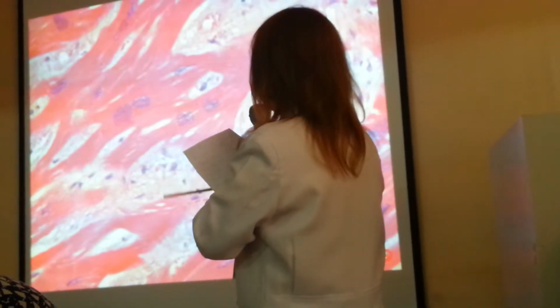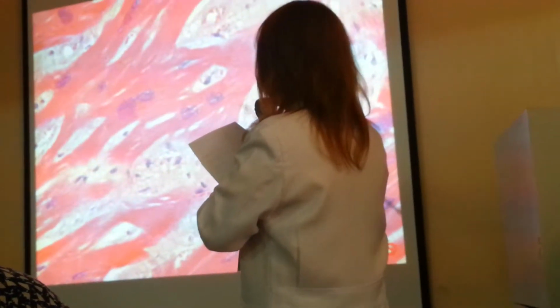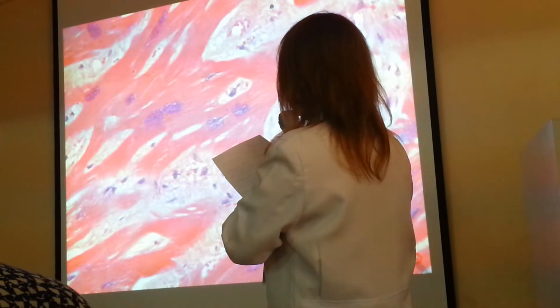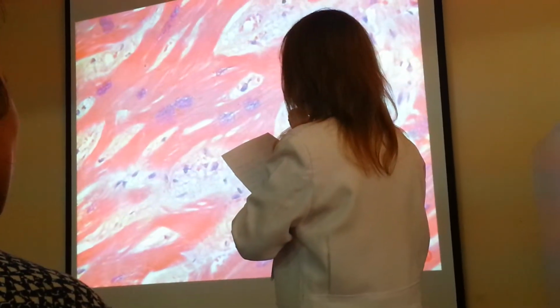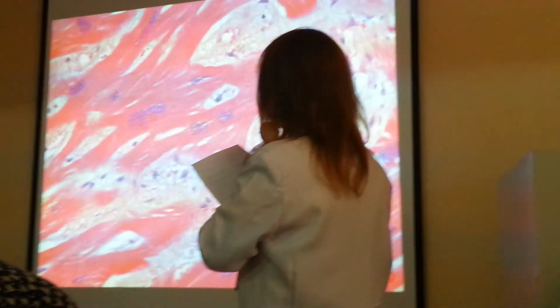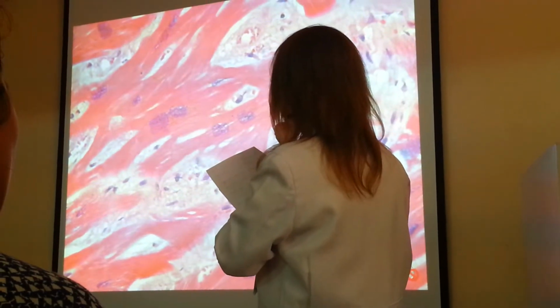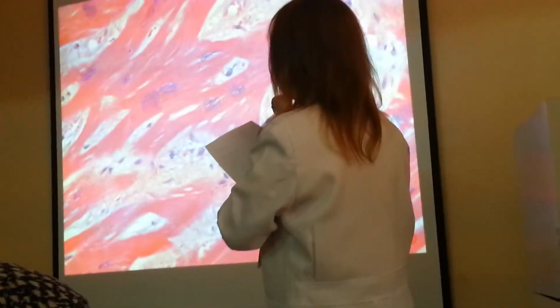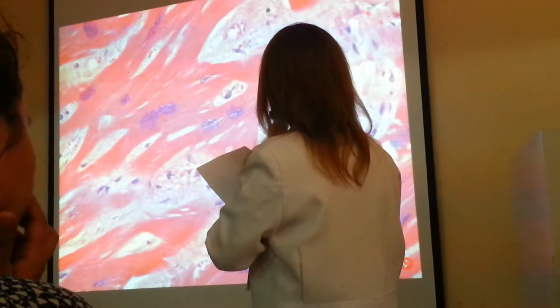Myocardial cells basically look like an eye, spindle shape. But with hypertrophy, you cannot distinguish cellular outlines anymore.